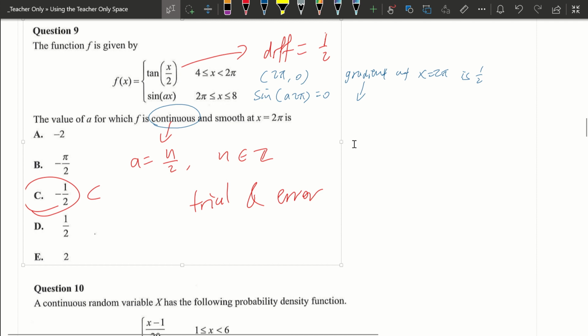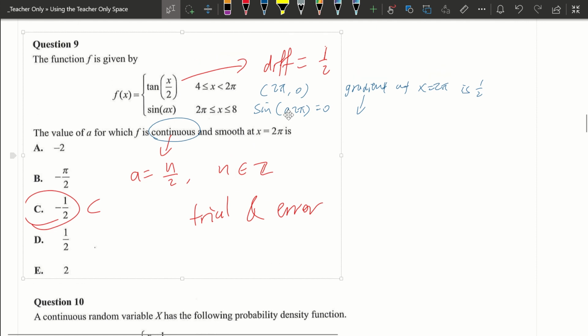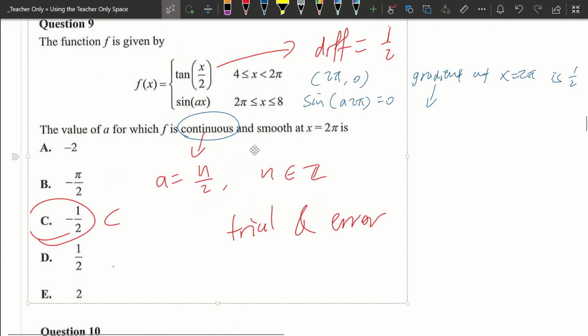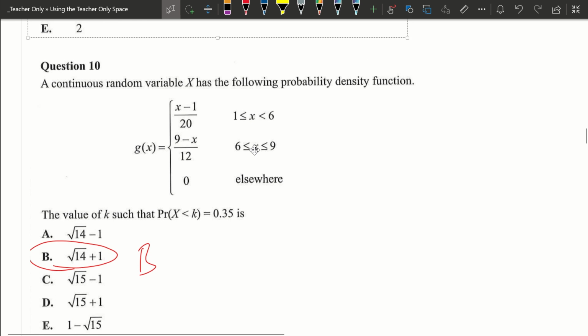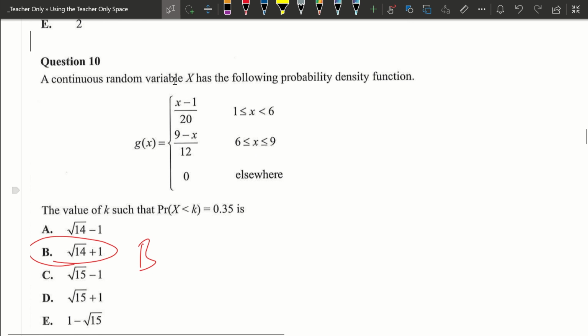So for continuity, I get some answer and I can eliminate option B, but then for the smoothness, I kind of had to do trial and error. There is a way to solve it properly if you did this by hand, but that would be a waste of time. You can do it the exact way using some calculation by hand, but let's avoid that.